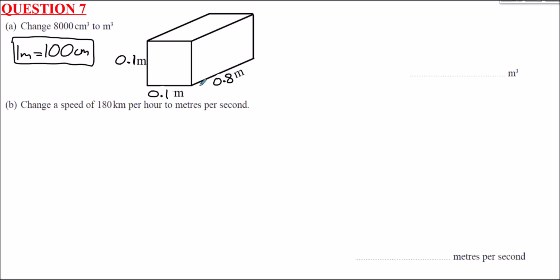So now in terms of cubic meters, the volume of this would be 0.1 multiplied by 0.1 multiplied by 0.8.